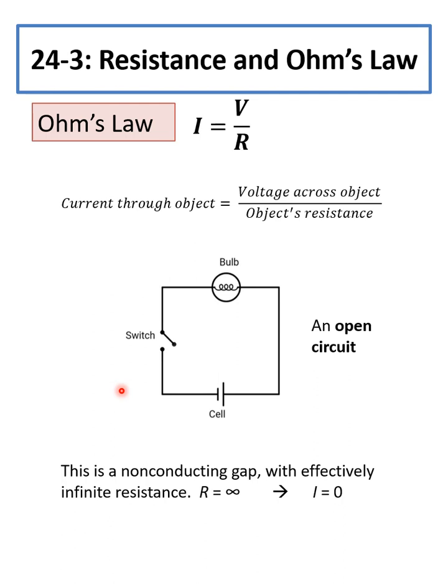As we'll see when we get into chapter 25 on electric circuits, we need a closed loop in order for any current to go through. So in this open circuit, this open switch is a non-conducting gap with effectively infinite resistance. So if you apply infinite resistance to Ohm's law at the top of the screen, you get current equals 0. So we're not going to get any current unless we close that switch, and then we can have current go through.